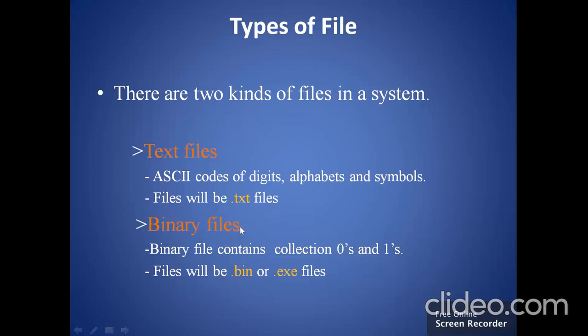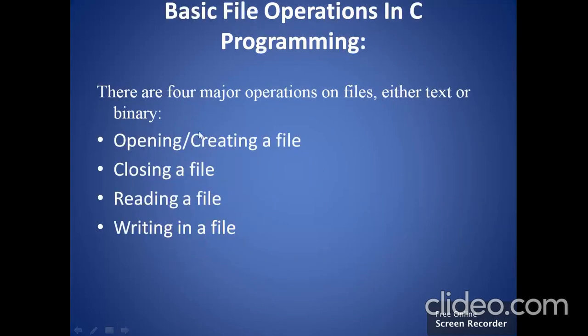We move to the binary file. The binary file contains a collection of zeros and ones. In the case of a binary file, the files will be saved as .bin or .exe files. Next, we will see the basic file operations in C programming. There are four major operations on files. They are opening or creating a file, closing a file, reading a file, and the last one, writing in a file.